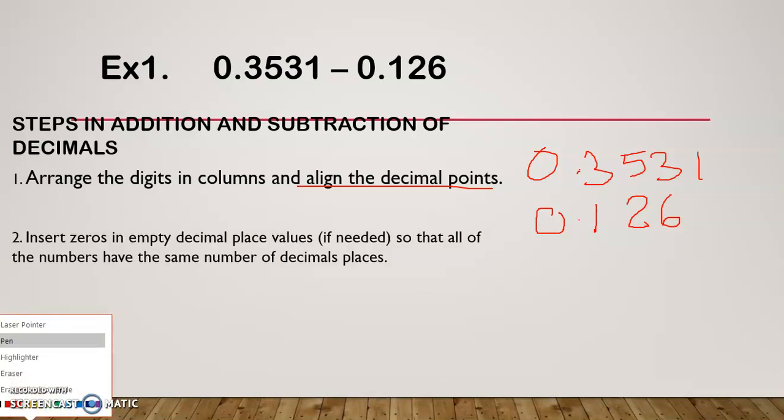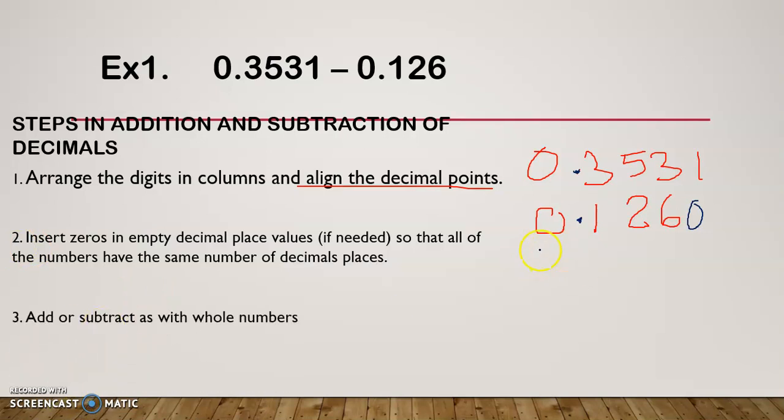Once you have already written the decimals vertically, the next thing that you're going to do is insert 0 in the empty decimal place value. As you can see here, there is an empty decimal place value here. So you have to insert 0 so that everything is aligned. Just make sure that the decimal point is aligned. After that, you have to add or subtract the decimals like whole numbers. So let us try this one.